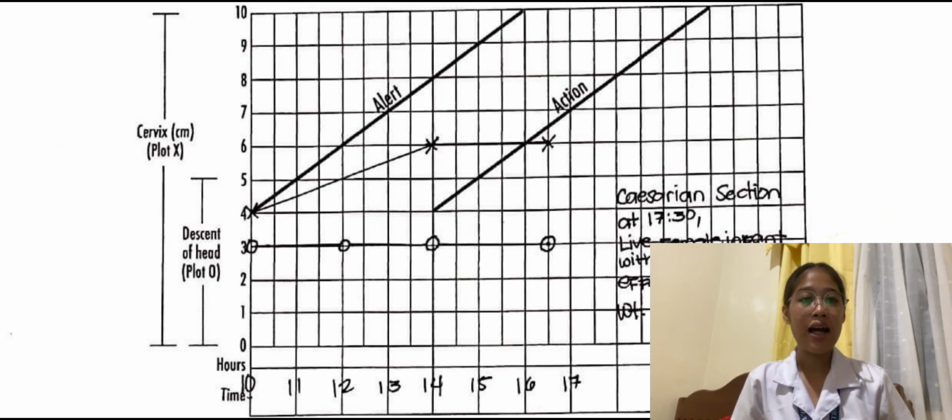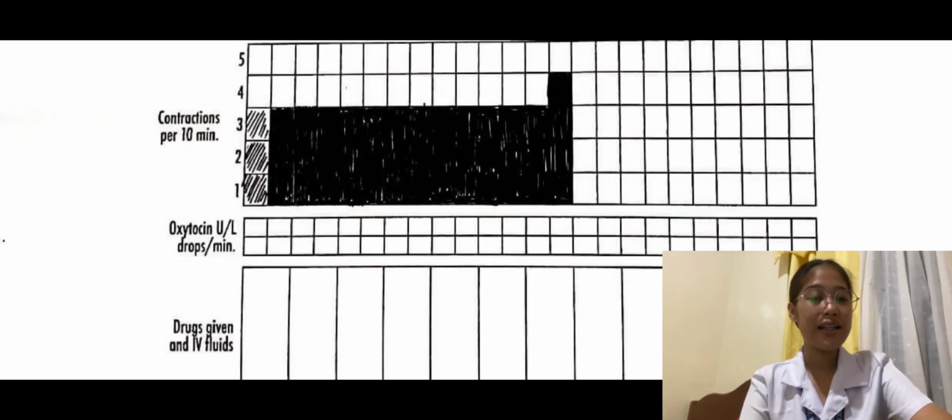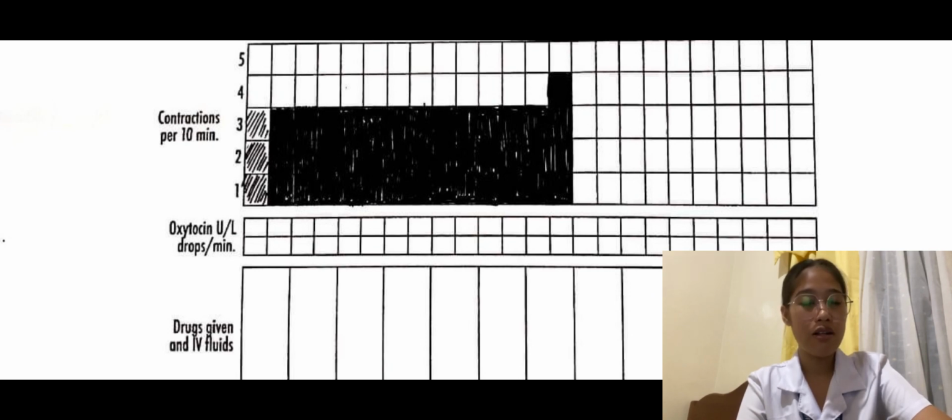And below the cervical dilatation and the descent of the head is the uterine contraction, measured in squares of a vertical column in a 10 minutes interval, and filled according to intensity and duration of contraction. The next section is the oxytocin units per liter, in which its dilutions or drops per minute to be infused. And then below is the drugs or the IV fluids in infusion.